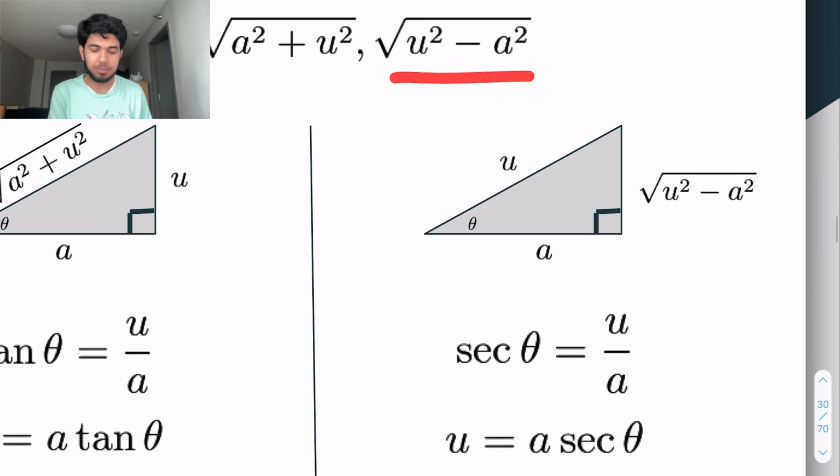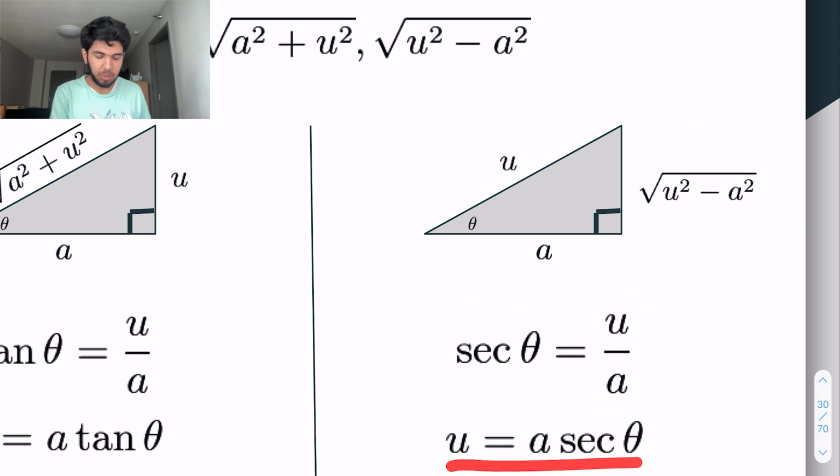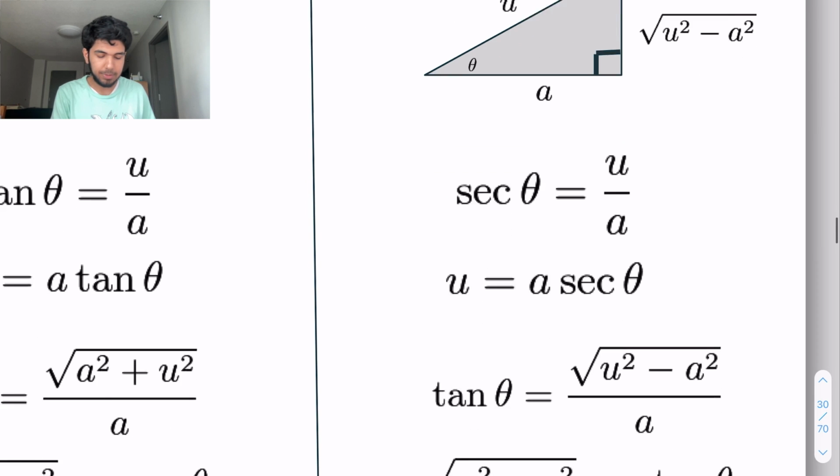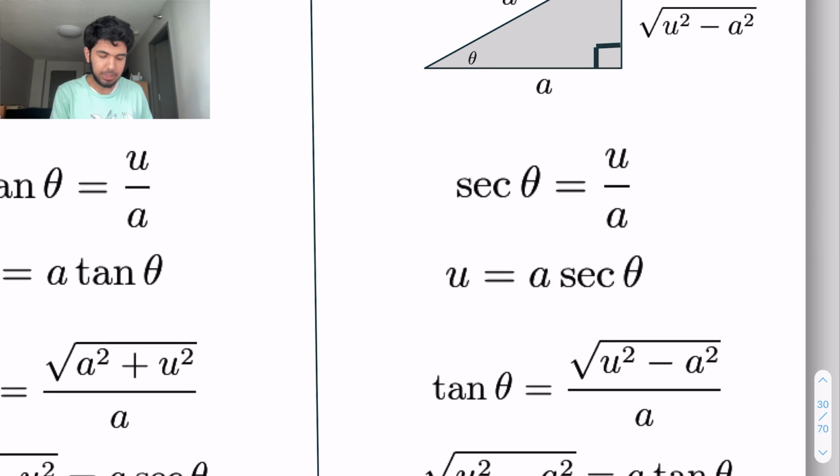Lastly, if we have the last form, the square root of u squared minus a squared, form this triangle. Now we can consider the secant of theta, which is equal to u over a. We have u equals a secant of theta. And if we consider the tangent of theta, it's this fraction, which means the square root of u squared minus a squared equals a tangent of theta, and do substitutions as necessary.